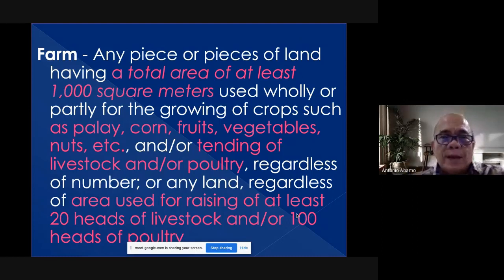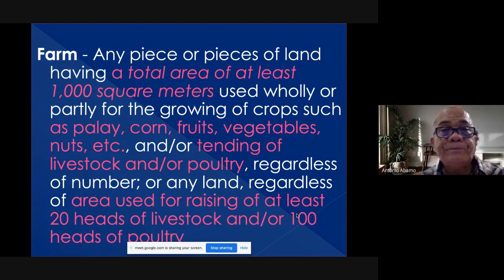So for planting of crops, at least 1,000 square meters. So I know that your father or your lolo or your uncle is cultivating more than 1,000 square meters in many instances. That's already a farm, no? But if you are raising livestock, large animals, 20 heads minimum. And for poultry or chicken or ducks, at least 100 heads. Farm na siya, bisag wala kay yuta. So that's the definition. So we better make a profitable management of whatever scale of farm operations we are doing.